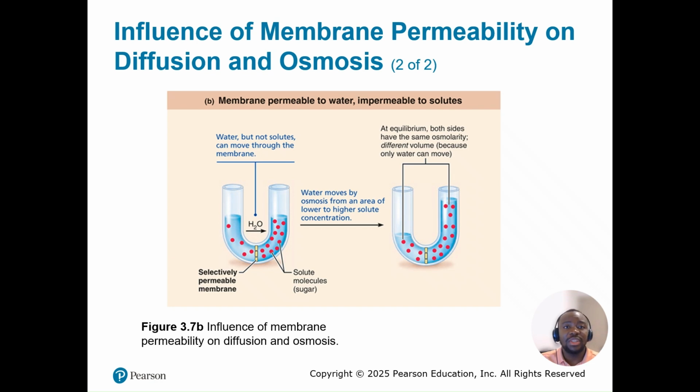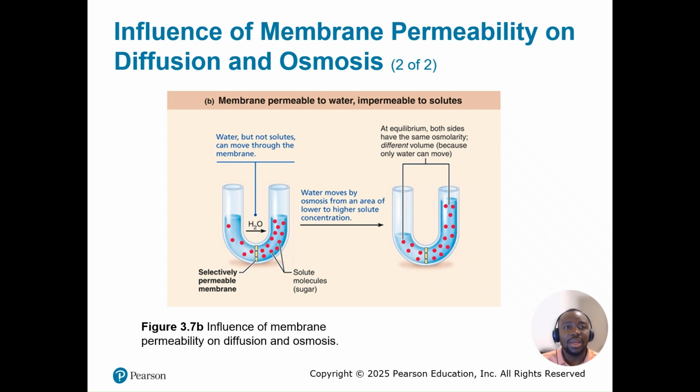When solutions of different osmolarities are separated by a membrane that is permeable only to water, only osmosis will occur until equilibrium is reached. Water will have net movement across the membrane until osmolarity is balanced on both sides. This results in volume changes on both sides of the membrane. The volume of the side with lower solute concentration will decrease, while the side with higher solute concentration will increase.